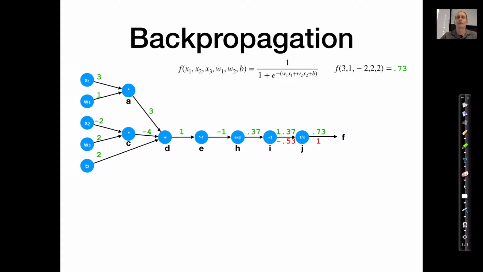I of h is h plus 1, so the derivative is 1. So what do we think is going to go here? Negative 0.53, because it's going to be this derivative times the derivative of this, which is 1, of this evaluated here. But we don't care about the evaluation because it's constant.